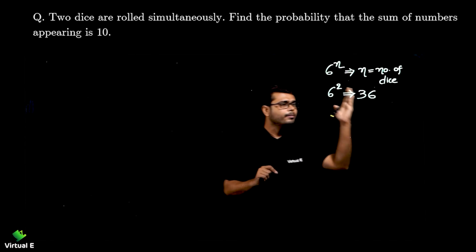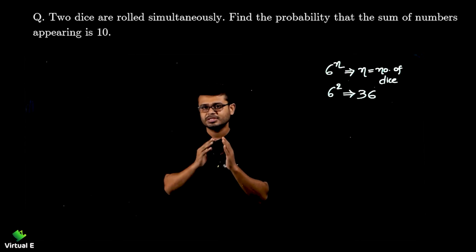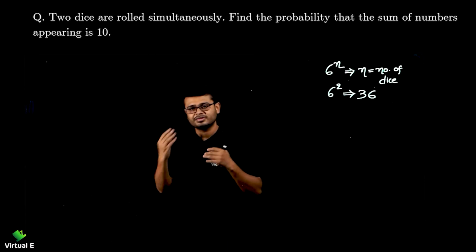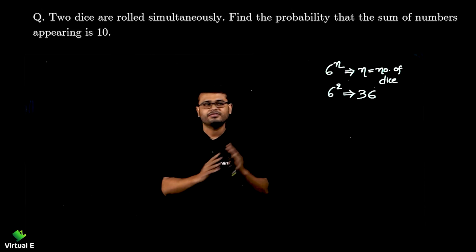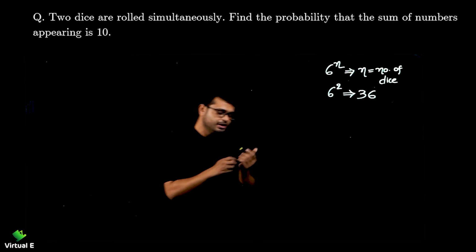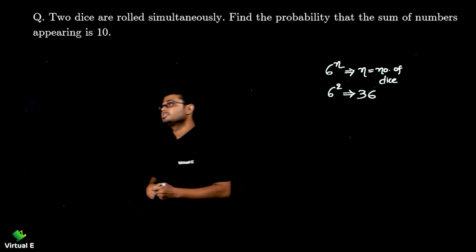Now I'm going to list all the 36 outcomes. You are also supposed to list. It's better if you list all of them, then you select what you are interested in, the favorable outcomes. Or if you are smart enough to write directly, go ahead with that. That's also an interesting thing. Let's start writing the outcomes.